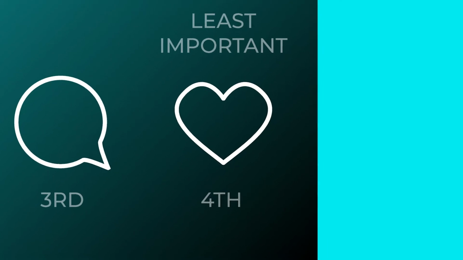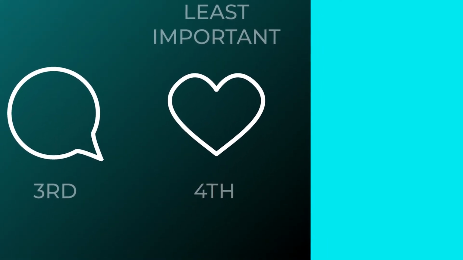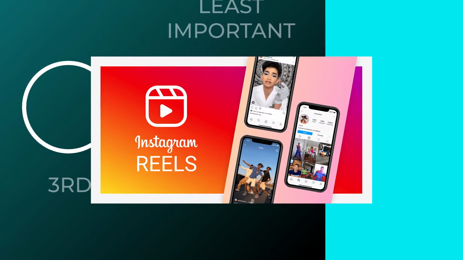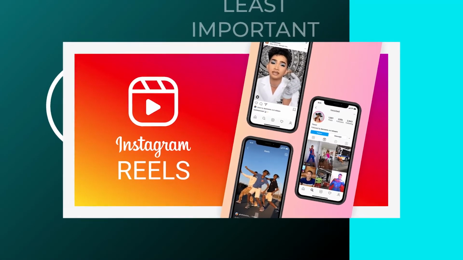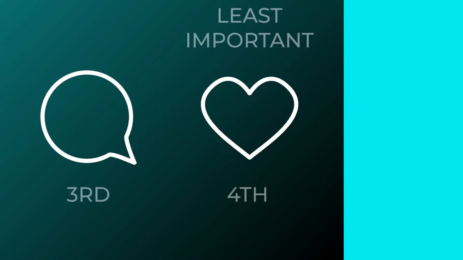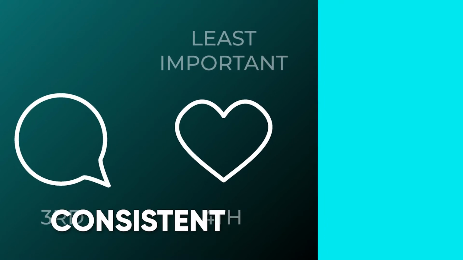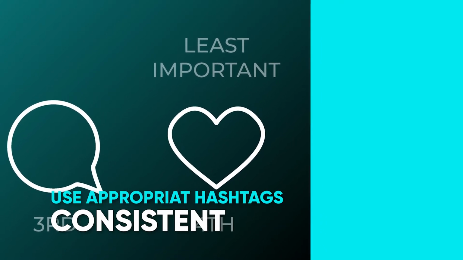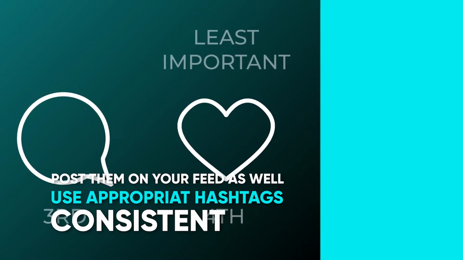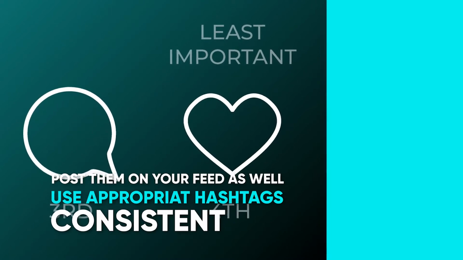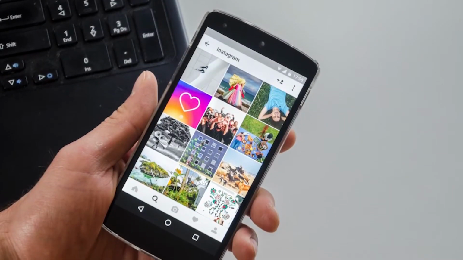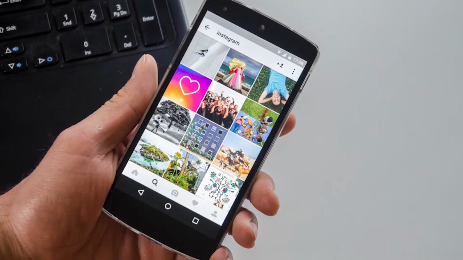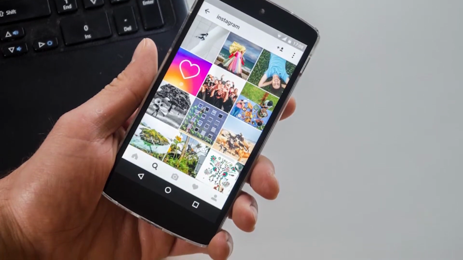A quick tip to increase hits on the like button is to use the newly launched Reels feature. It's a fun addition, and the algorithm seems to be loving it. However, you have to be consistent with Reels, use appropriate hashtags, and post them in your feed as well, and not only the Reels tab. While the Instagram algorithm can fluctuate, the ranking strategy comes down to 3 prime factors.